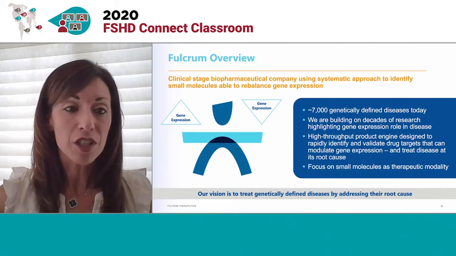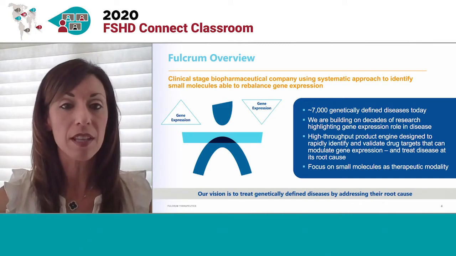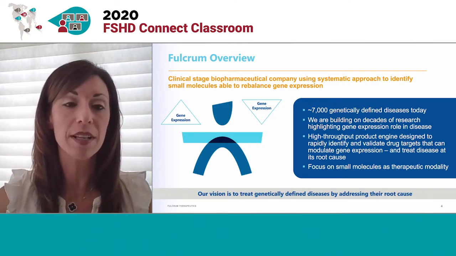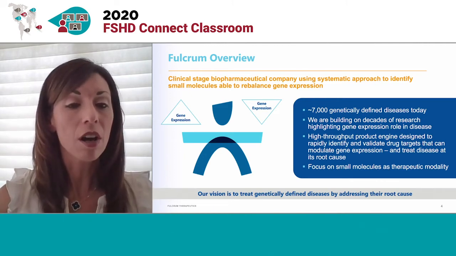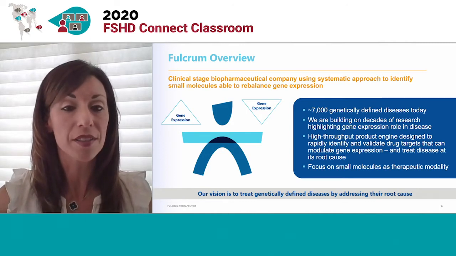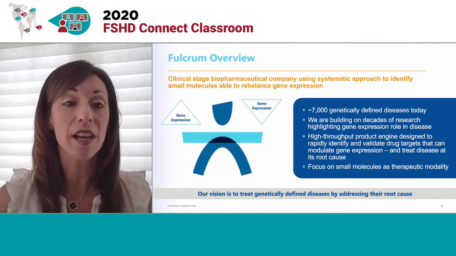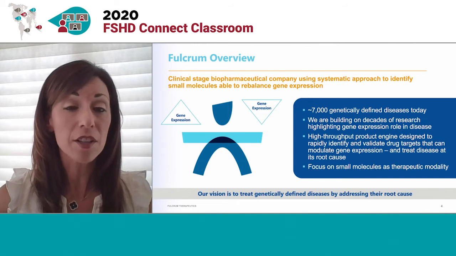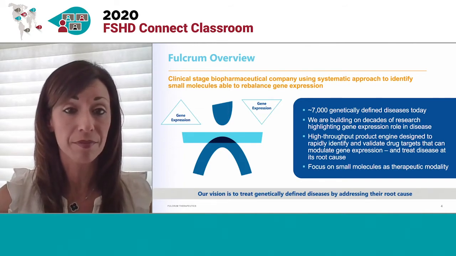Before I start, I would just like to give you a brief overview about Fulcrum. Fulcrum is a clinical stage biopharmaceutical company that is using a systematic approach to identify small molecules able to rebalance gene expression. Our vision is to treat genetically defined diseases by addressing their root cause. And we do this by using a high throughput product engine designed to rapidly identify and validate drug targets that can modulate gene expression and treat disease at its root cause.